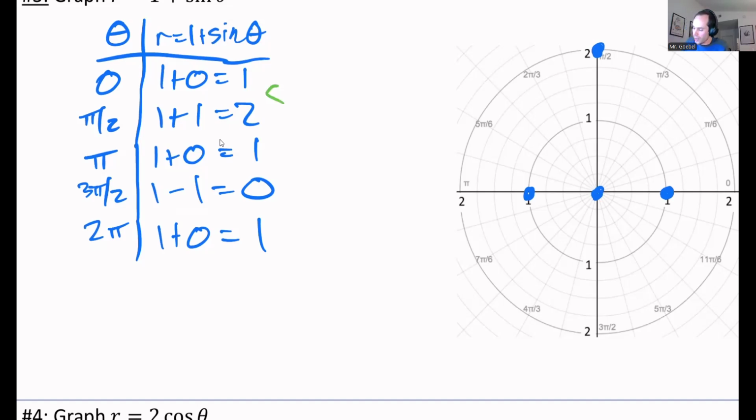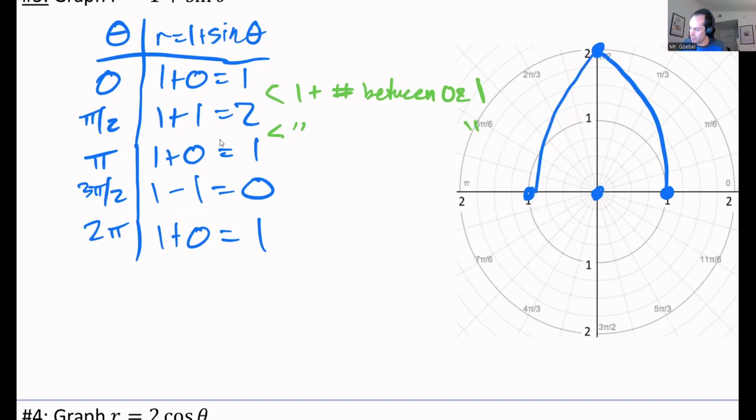In between 1 and 2, right? R is going to be 1 plus a number between 0 and 1, right? Because when theta is in between 0 and pi over 2, sine of theta is going to be between 0 and 1, right? Sine is going to be a positive number, can't be bigger than 1. And basically the same thing here, 1 plus a number between 0 and 1. So I could fill in the top half of my graph here. It's going to look a little something like this here. There we go. R is a number between 1 and 2, and then between 2 and 1.